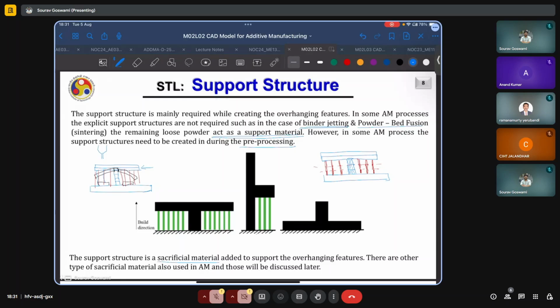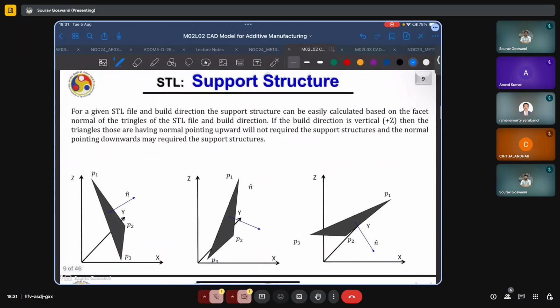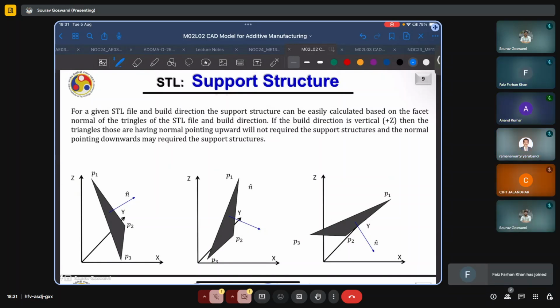And the need for support structure can be ascertained from these triangular facets and specifically from the normal vector of each triangular facet. If the build direction is vertical, which is usually the case along the positive z direction, then the triangles which are having normals pointed upwards will not require any support structures.